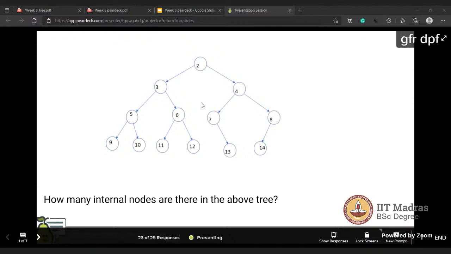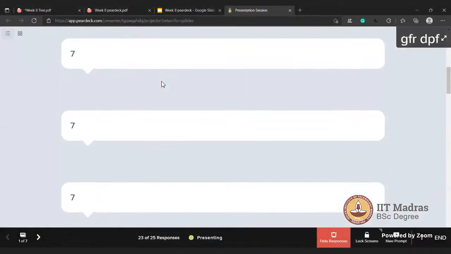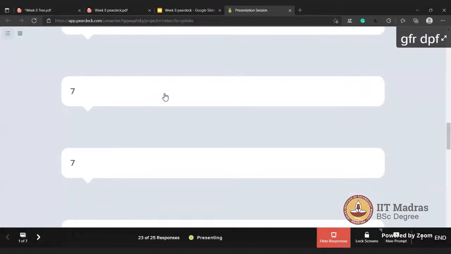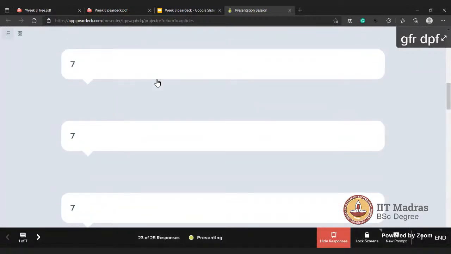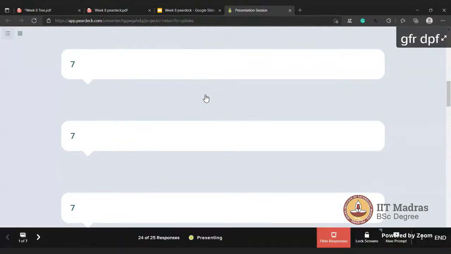Okay, so we got 23 responses. We can discuss. Okay, 7. So maximum give the right answer. Can you explain why 7 internal nodes? Internal nodes means it must have a child node. So there are 7 nodes which have child nodes. So 7 is the answer. Very good. Okay, so we'll move to next question.